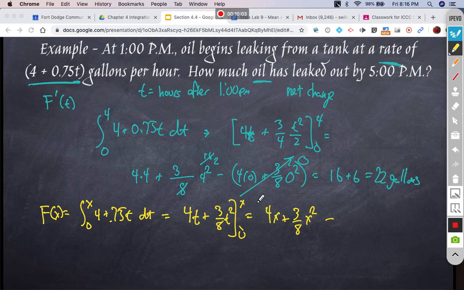So when it's x, I get 4x plus 3/8 x squared. I plug in 0 just like up here, I get 0. So my accumulation function, f of x, is 4x plus 3/8 x squared. If I wanted to find out after x hours how much oil has leaked out, I could use this function. If I wanted to find out between two specific times, I'd go back up to here and do that.